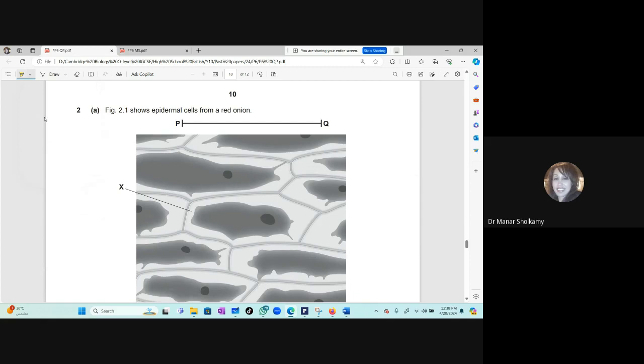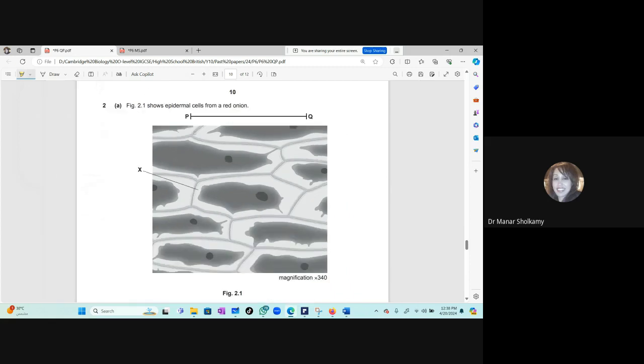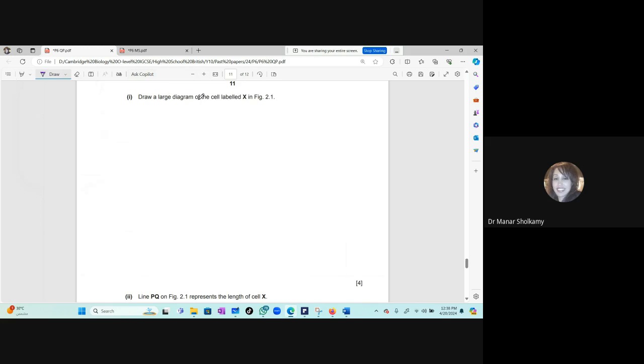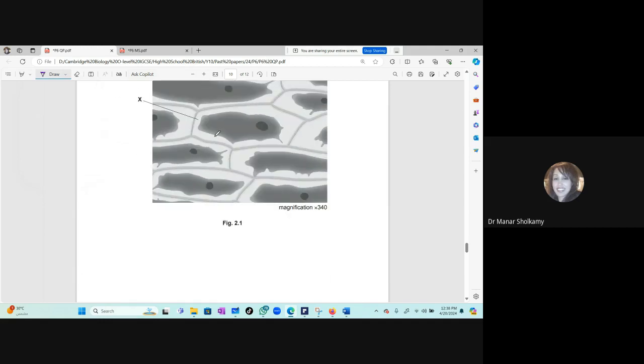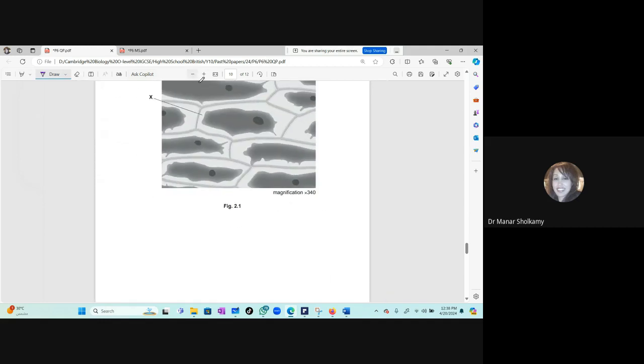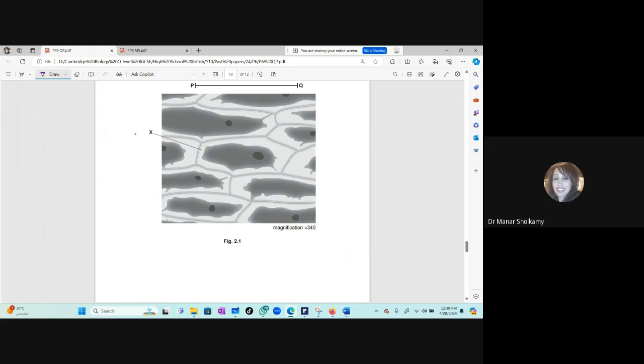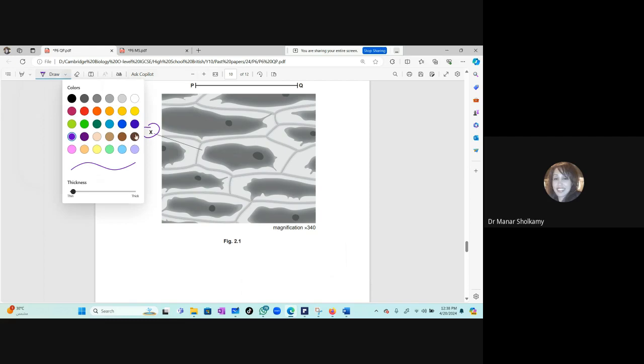Is this exam finished? No, we're only in question 1. Question 2. Figure 1.2 shows epidermal cells from a red onion and the magnification. Draw a large diagram of the cell labeled X. Now you have 4 marks for this drawing, and please do not ignore the drawings. I cannot ask you to draw it now, but we will draw X. Now, please pay attention to details. You always lose marks. What do I mean by pay attention to details?